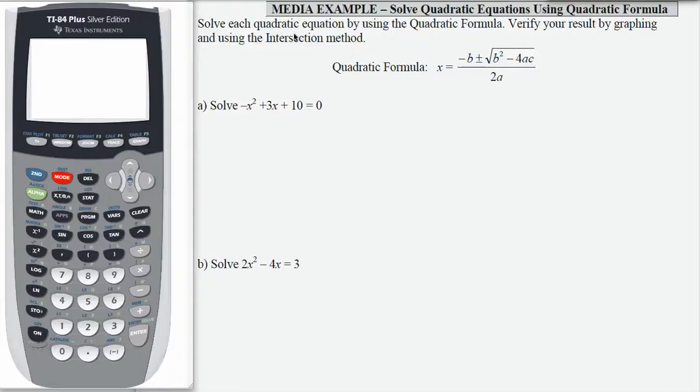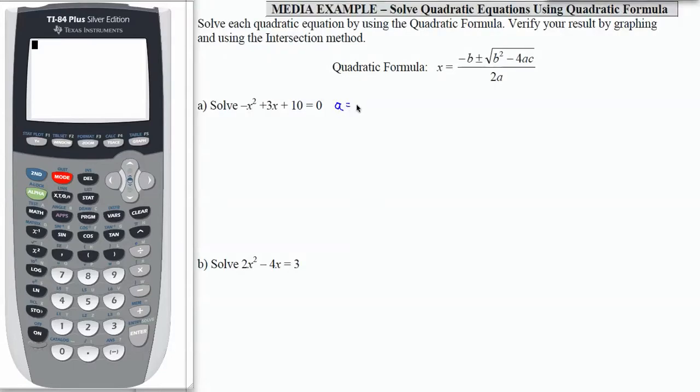We're asked in this problem to solve each quadratic equation using the quadratic formula and to verify our result by graphing. So let's take a look at this first equation: negative x squared plus 3x plus 10 equals 0. The first thing we need to do is to identify the coefficients a, b, and c.